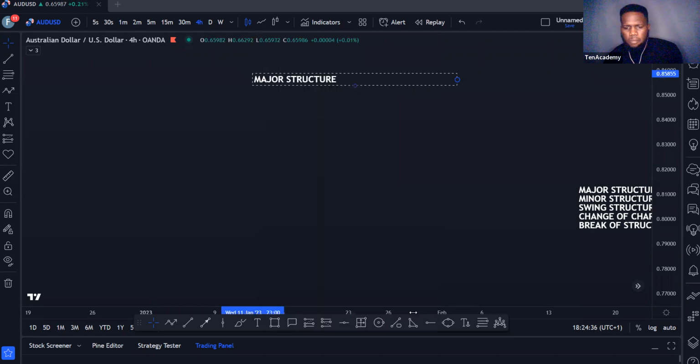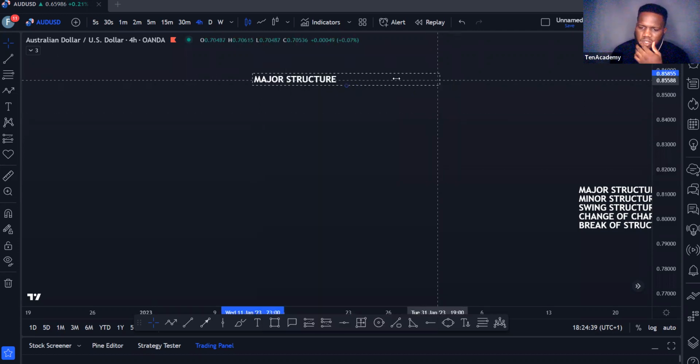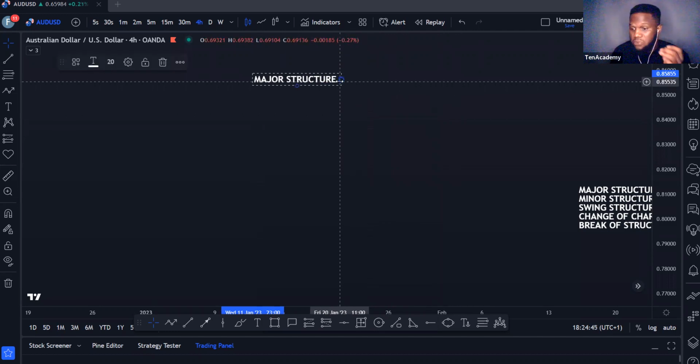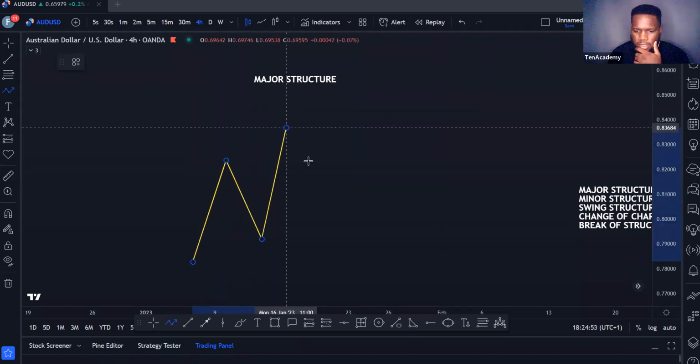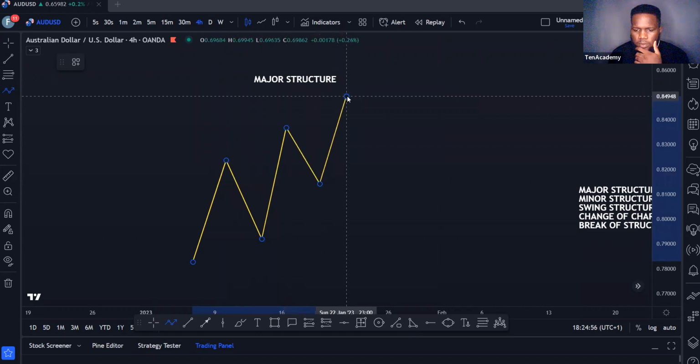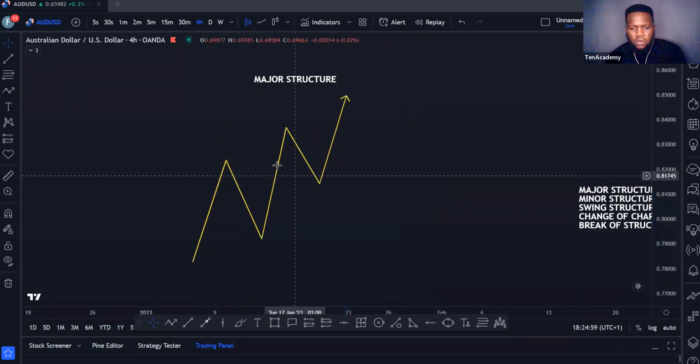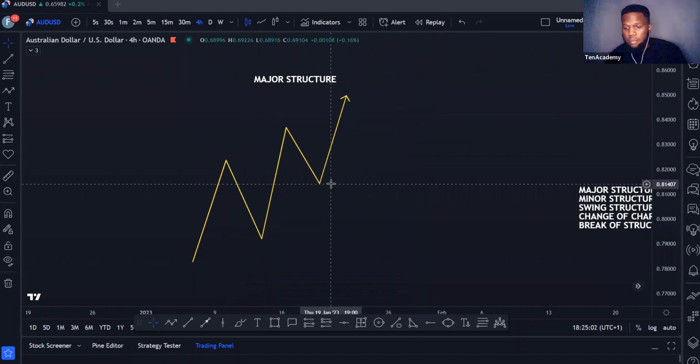When it comes to major structure, this is what a lot of us were taught, and we were taught half information. These higher lows, higher highs, and things like this. This is what we were taught. Now, all of this right here is called major structure. Just follow along with me. I'm going to differentiate everything: major structure, minor structure, and swing structure. We'll differentiate it so that you understand the chart properly.